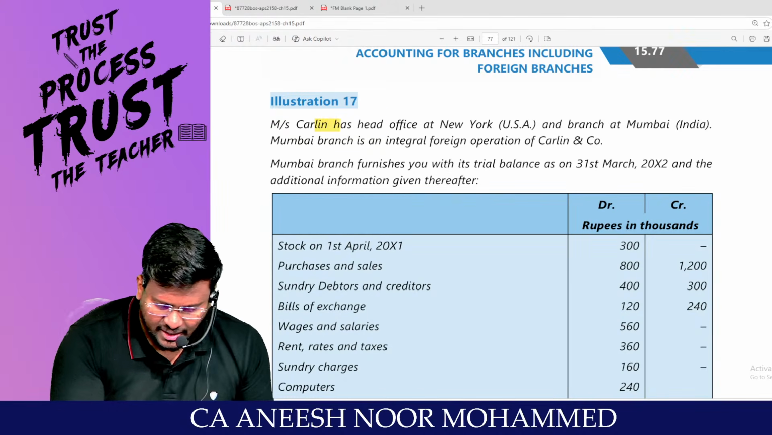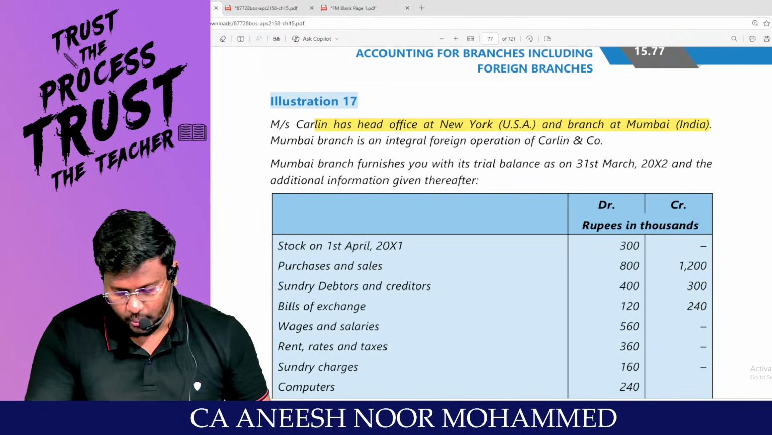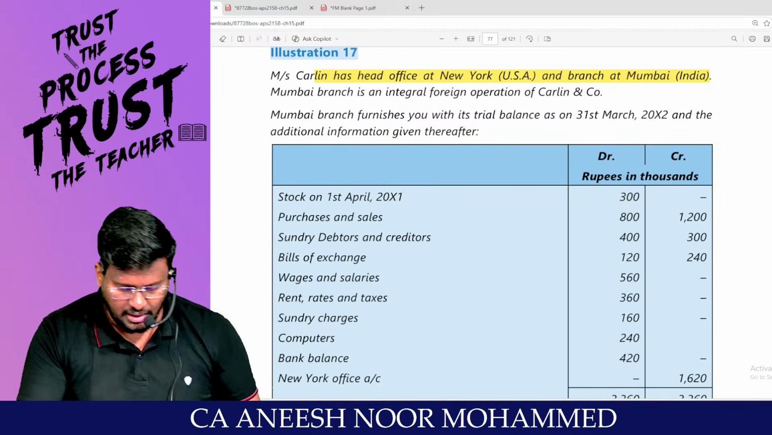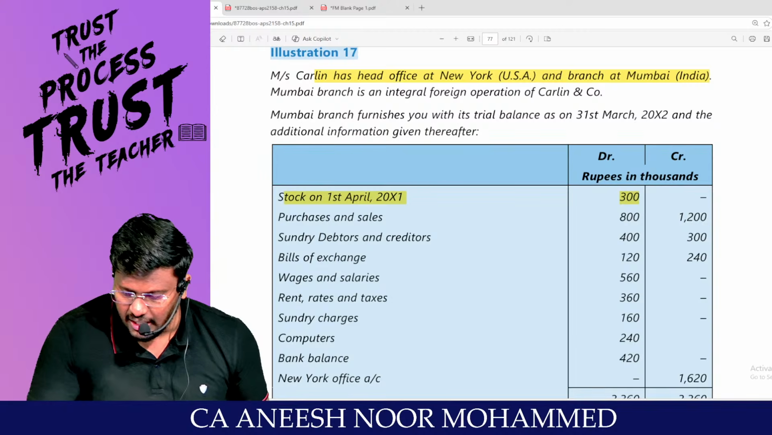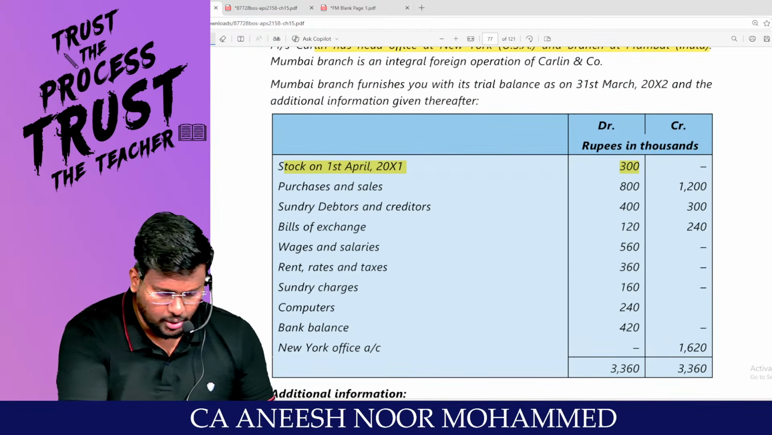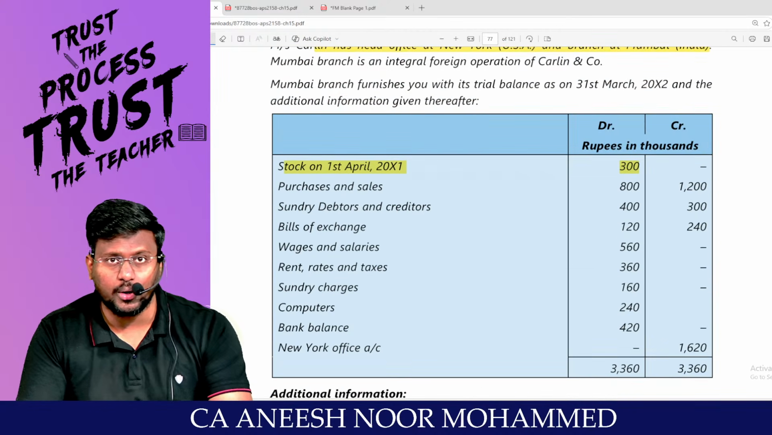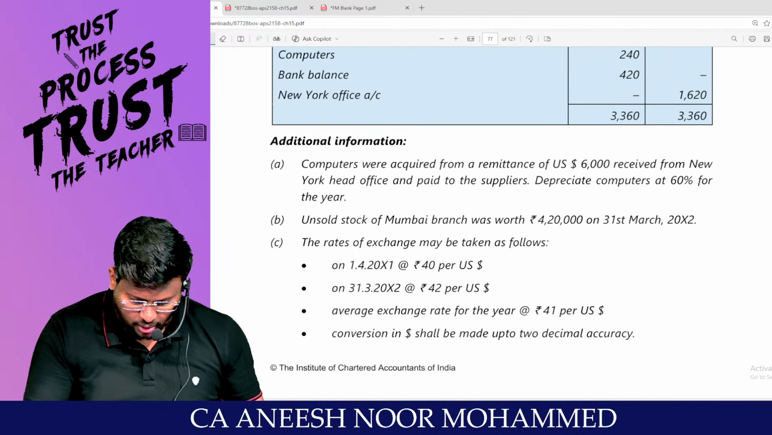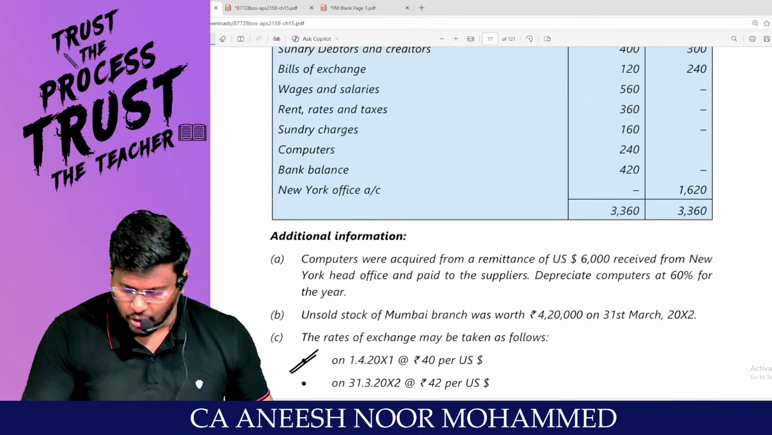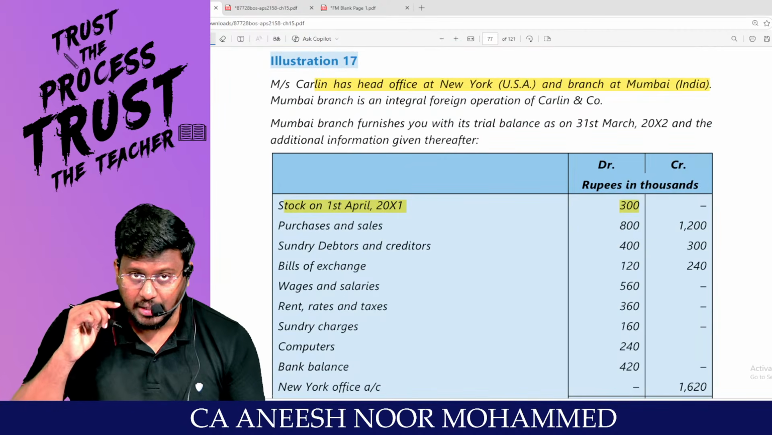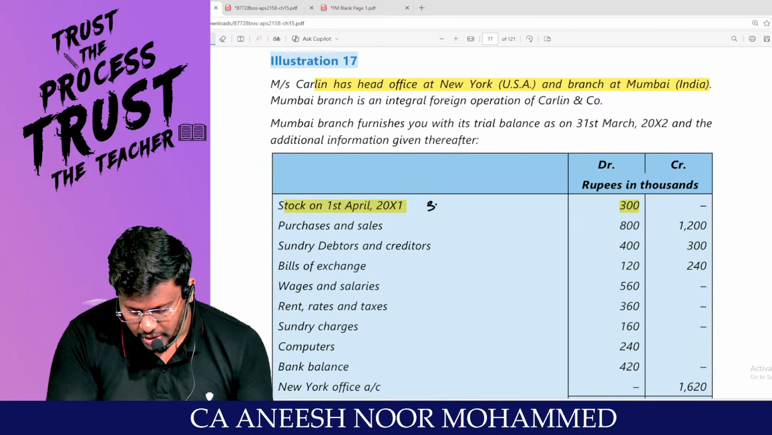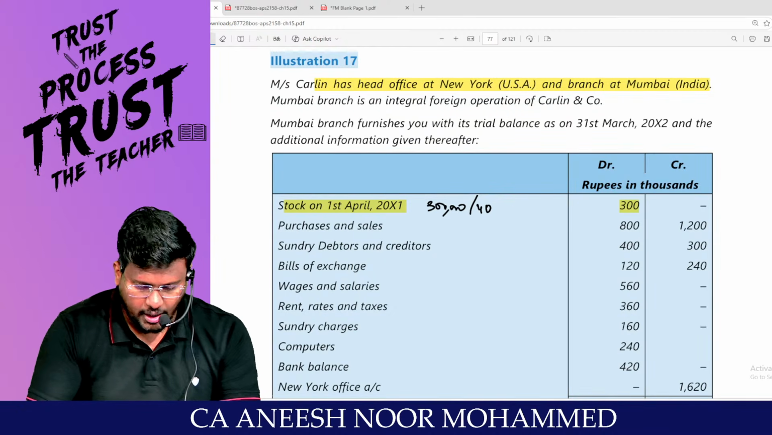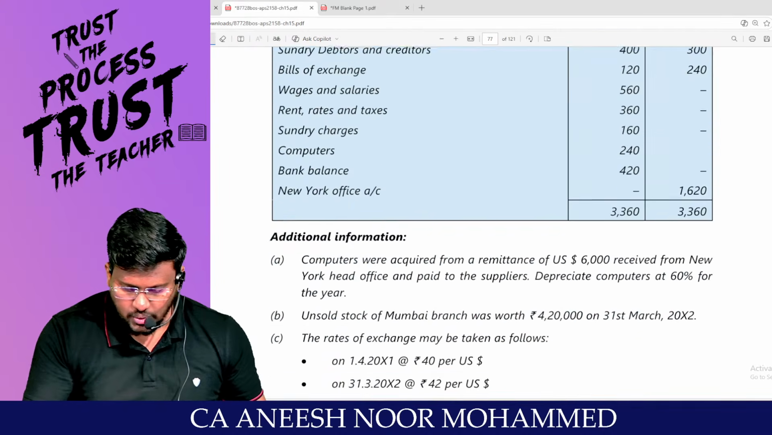Mrs. Carolyn has head office at New York, USA and branch at Mumbai. So in the Indian books, the branch is in India. Opening stock, 300,000, which has to be converted. You tell me, which will be converted into opening rate. So 300 into 1,000, 3 lakh rupees is the value of the stock. For opening, it is 40 rupees, my dear lovable students. So if we convert Indian currency into foreign currency, 3 lakh divided by 40, not into 40. So 3 lakh divided by 40, you will be getting 7,500.